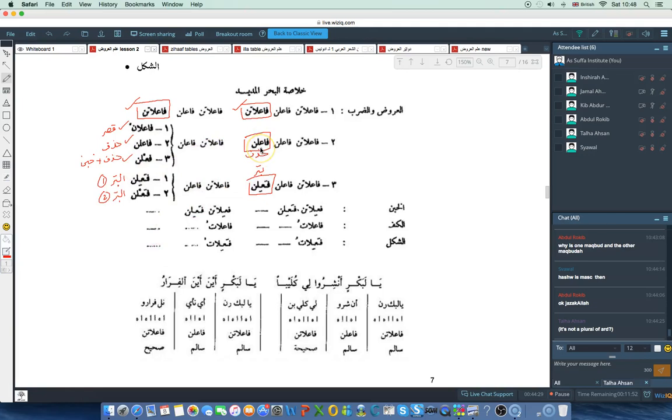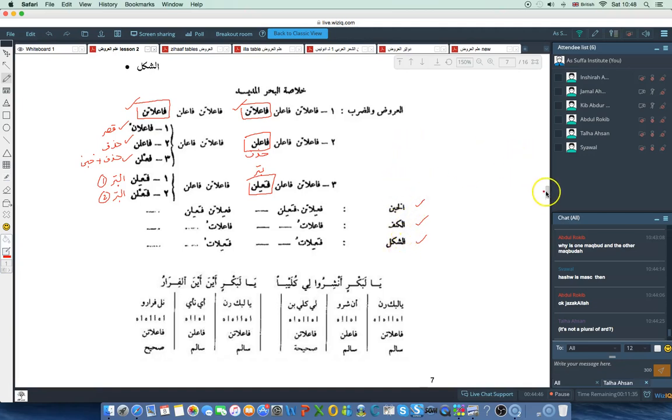So this is a bit more complicated than the tawil one, but it's the same principles that apply. Exactly the same way that we're going to apply. Hashu, what can we have in hashu? 3 things in hashu. Khaban, kaf, and shakal. Yeah, you can have those 3.